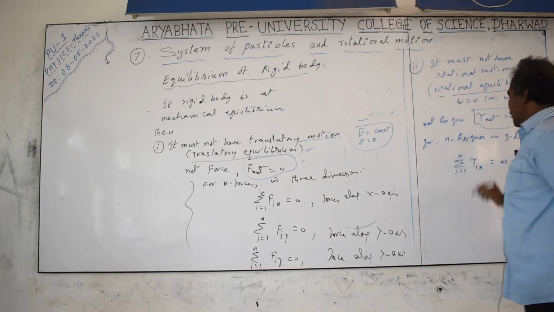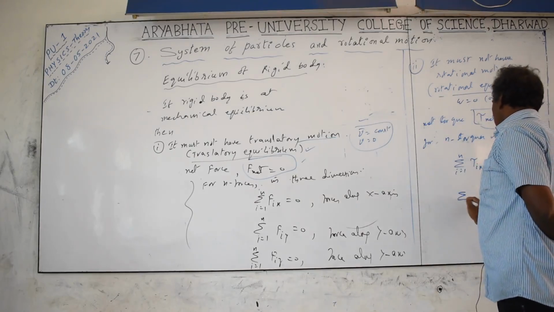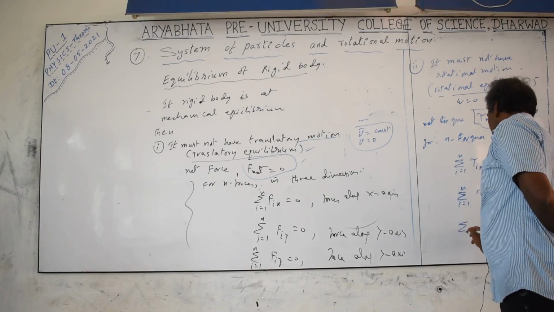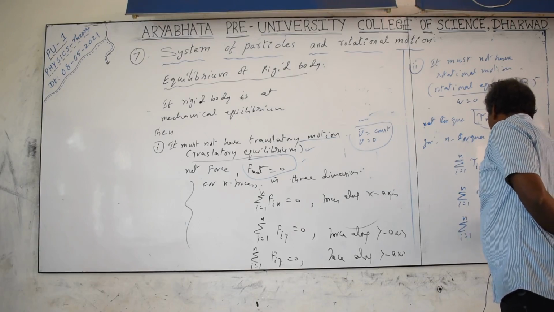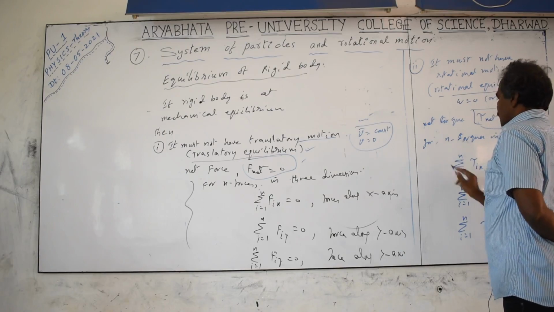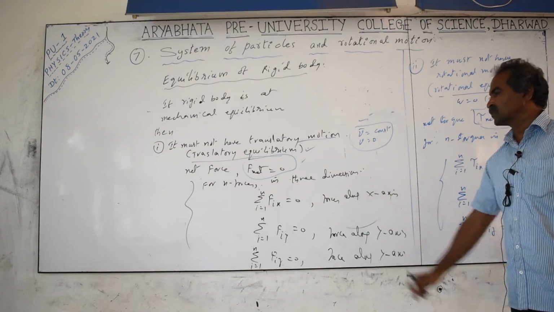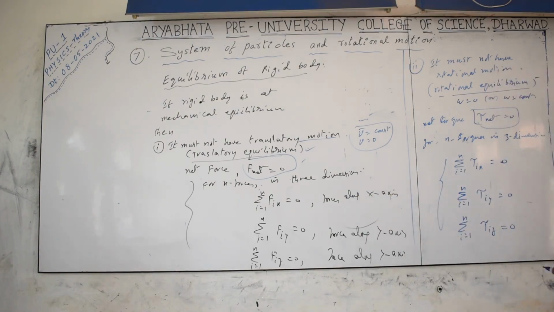These are independent terms; extra points you can take as sigma tau ix, i equal to 1 to n, equal to 0, sigma tau iy equal to 0, and sigma tau iz equal to 0. This is for 3 dimensions. If a 2-dimensional plane is taken, only the x and y plane, then only the net force along the x-axis and the net force along the y-axis need to be considered.